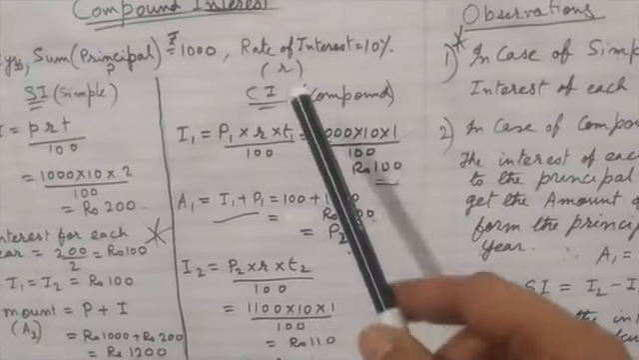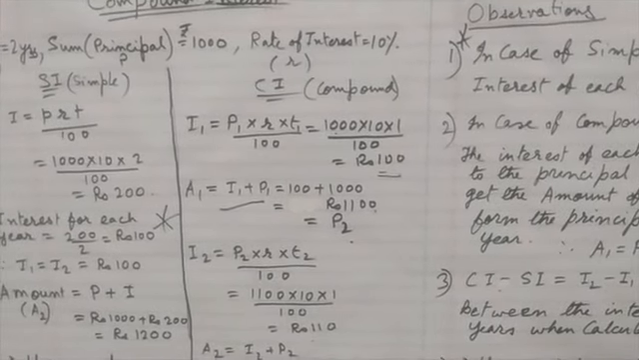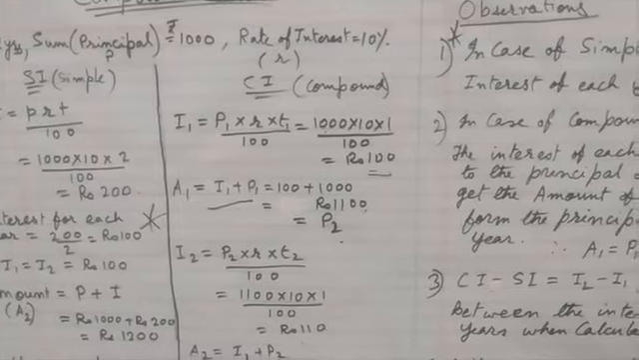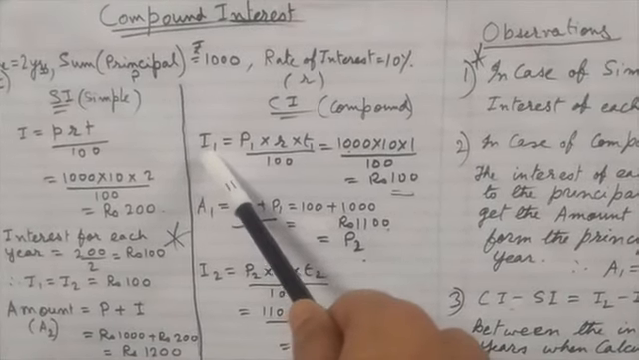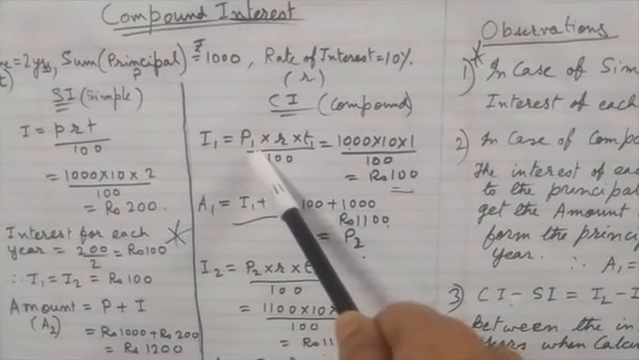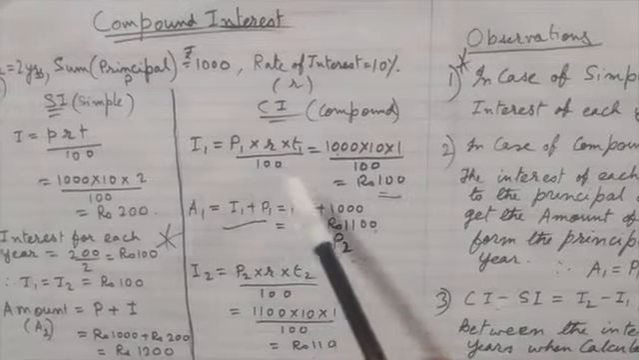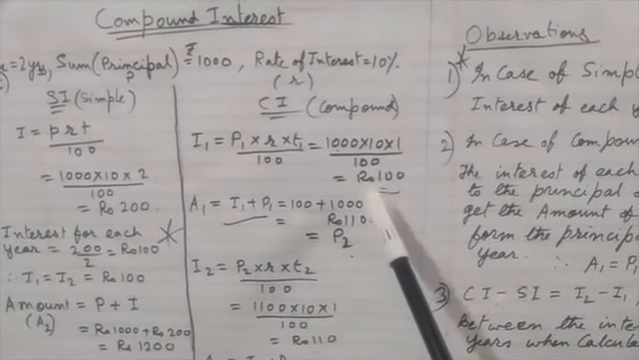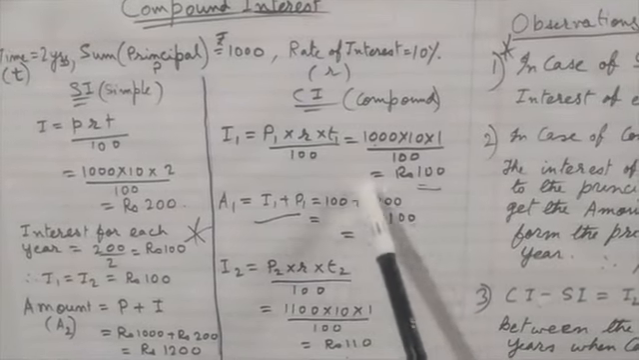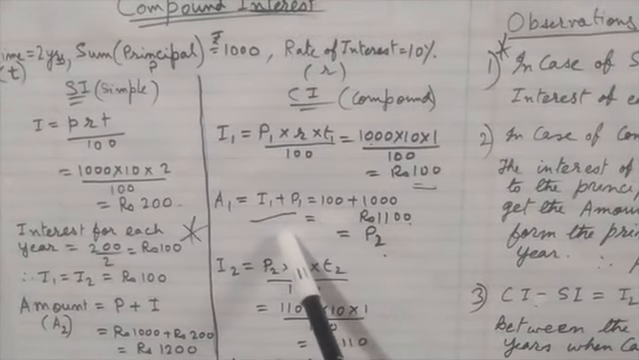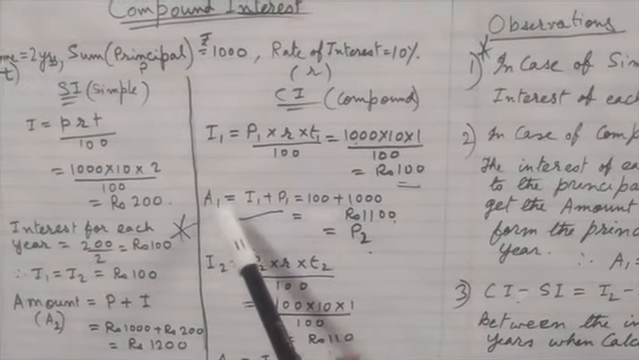Now when we come to compound interest, 2 years' interest is not found at a single time. Each year is taken into account. This is the first year's interest, this is the first year's principal, and time is 1 year only. So PRT by 100, the same formula we are using. For the first year, interest is rupees 100. That first year's interest is added to the first year's principal, that is 100 plus 1000, rupees 1100. This is the amount of the first year.